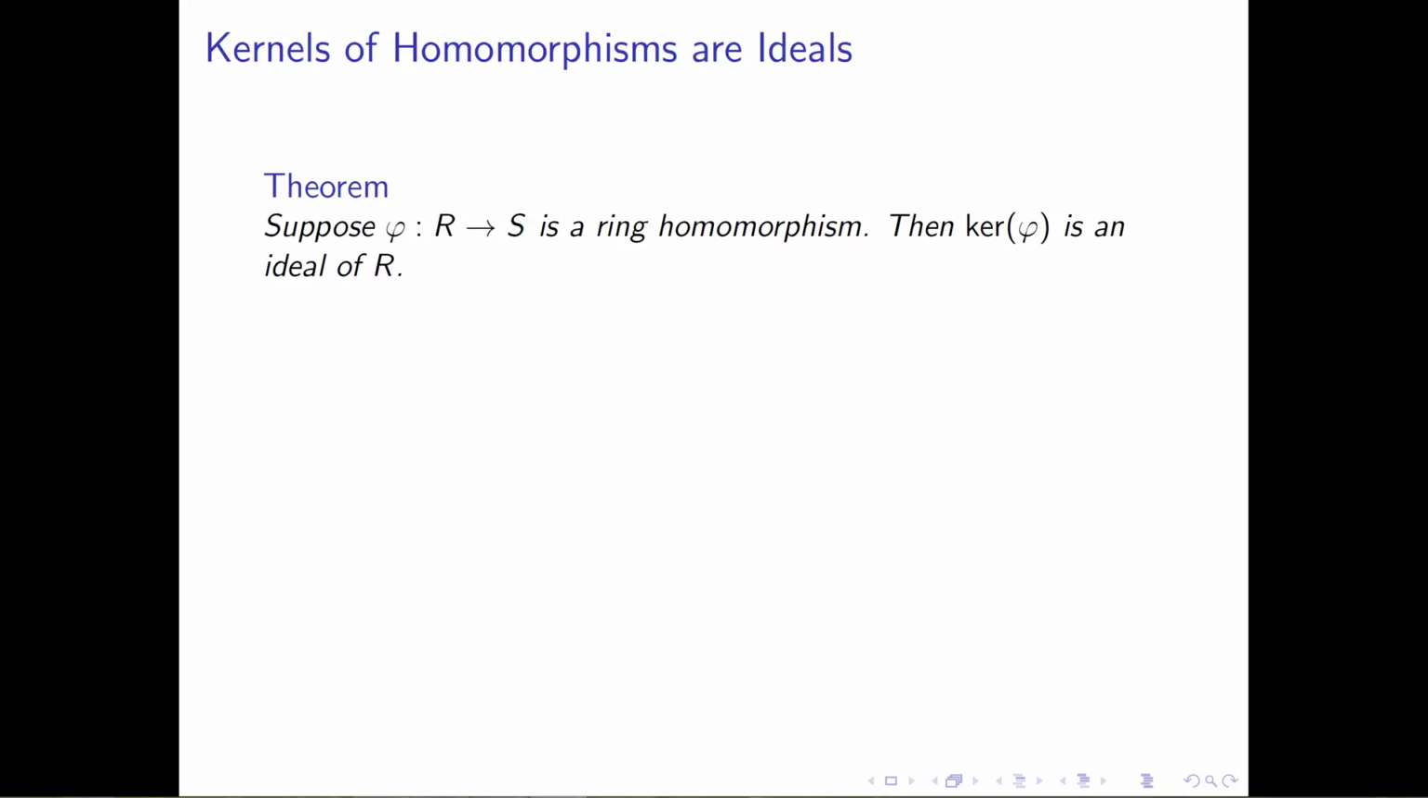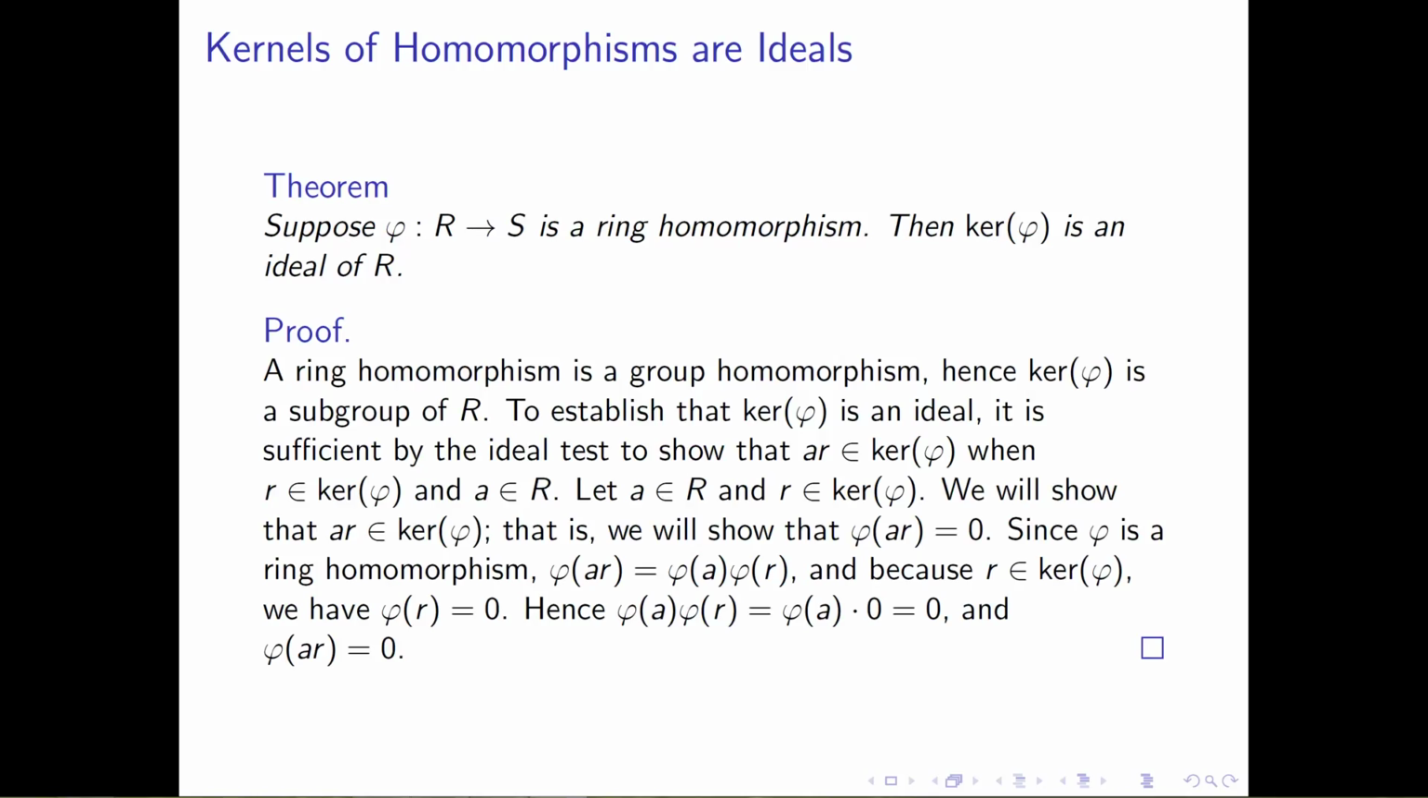Now, another thing I want to discuss in this video is kind of hitting on that last property of ring homomorphisms. And this is that the kernels of ring homomorphisms are very important. Now, the theorem is here. Suppose that phi is a map from R to S, and that this map happens to be a ring homomorphism. Then the kernel of phi happens to be an ideal of R.